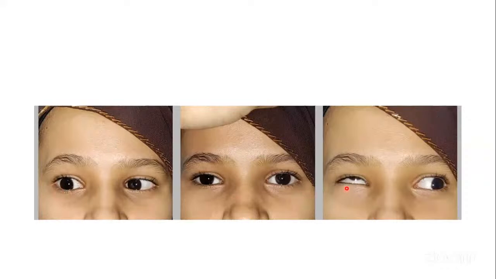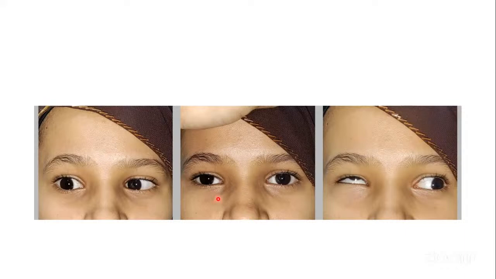Here we also have limitation of adduction as well. The eye is not going in, it's going up. So maybe it is type 3, in which both abduction and adduction are restricted. So mostly this is Duane retraction syndrome type 3.